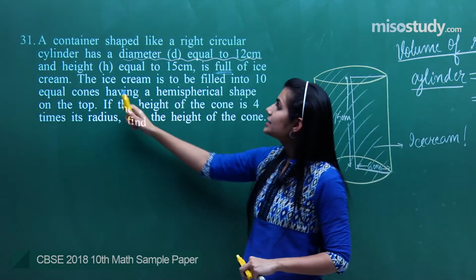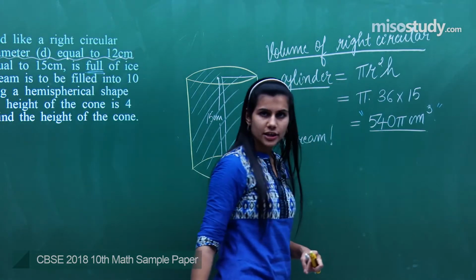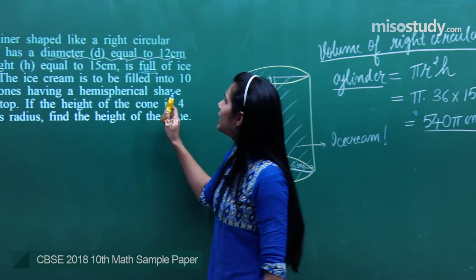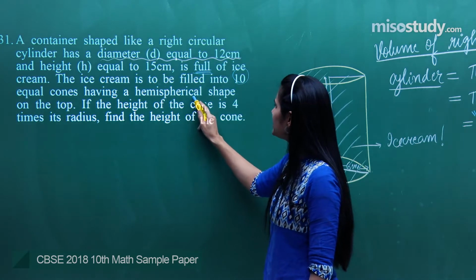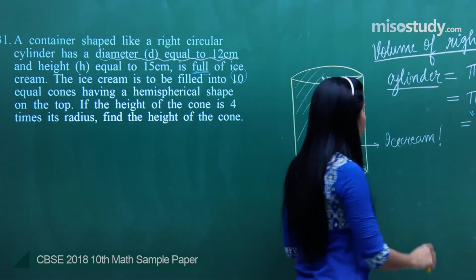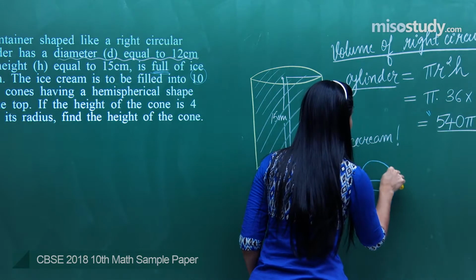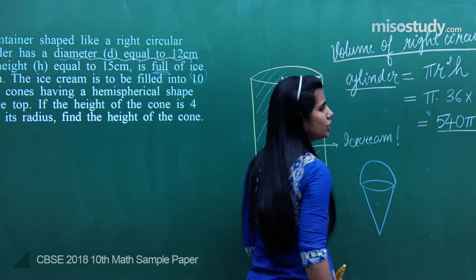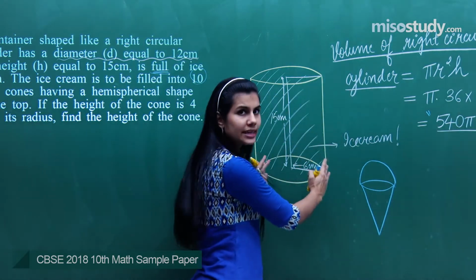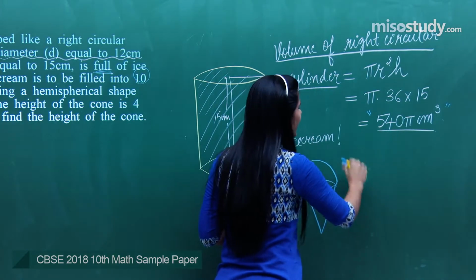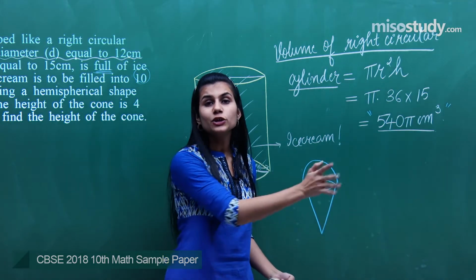Now what happens is the same ice cream, how much ice cream is there? This much ice cream is there inside the right circular cylinder. So all this ice cream is to be filled into 10 equal cones having a hemispherical shape on the top. So there are cones having a hemispherical shape on the top. These are 10 in number, and the entire ice cream, that means this much, is to be filled in these 10 cones. And it has to be completely filled into these 10 cones.